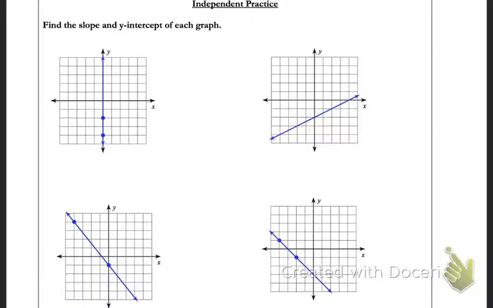Find the slope and the y-intercept of each of these graphs given. Let's look at this first one. I can see that that is a vertical line, so in my head I know that there's a special abbreviation for that, VUX. So it's a vertical line with an undefined slope, and on this one, it's actually sitting on the y-axis. So you can just write that the y-intercept is any value on the y-axis.